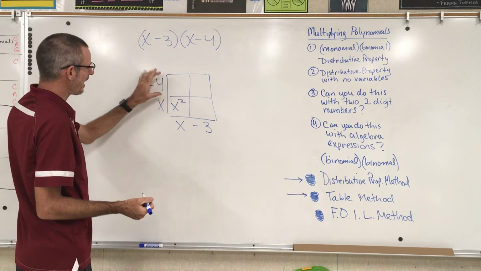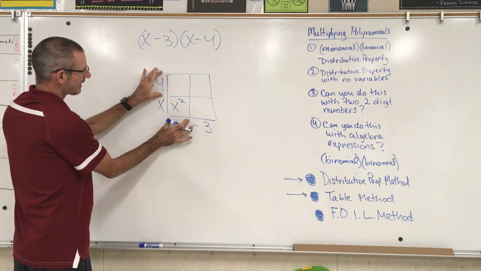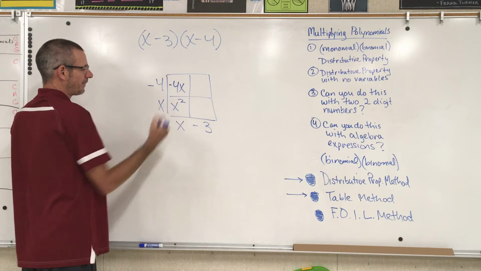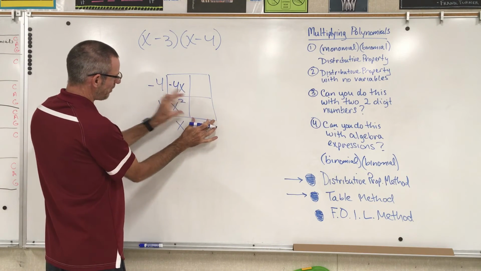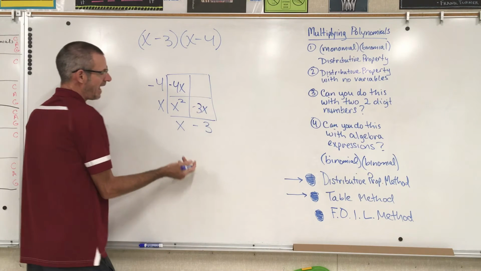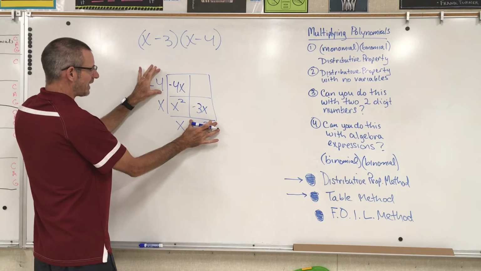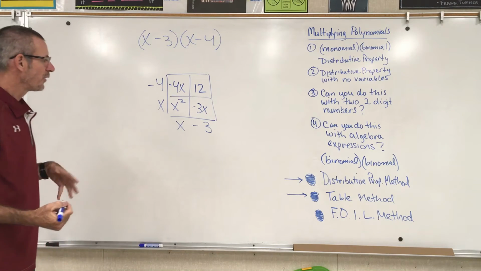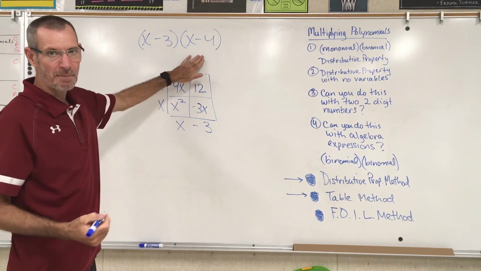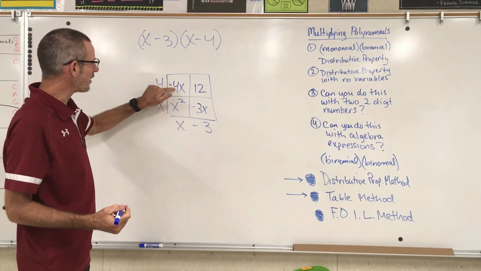In this box we have -4 and x for -4x. In this box we have -3 and x, so in this box we're going to have -3x. And finally, this -3 and this -4 are going to make a +12. So again, when I multiplied the binomial and the binomial, I got 4 monomials.